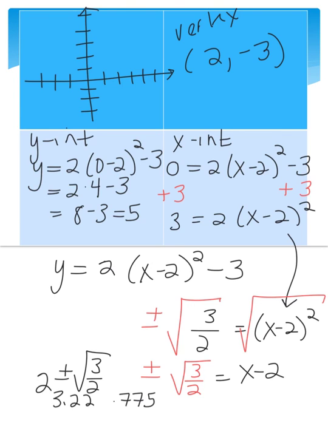So we know we've got the point 2, -3. We know that this graph is going to be opening up because a is positive. We've got those x-intercepts at about 3.22 and 0.775, and then we've got our y-intercept up here at 5. So we're going to connect all of them, and there's your parabola.